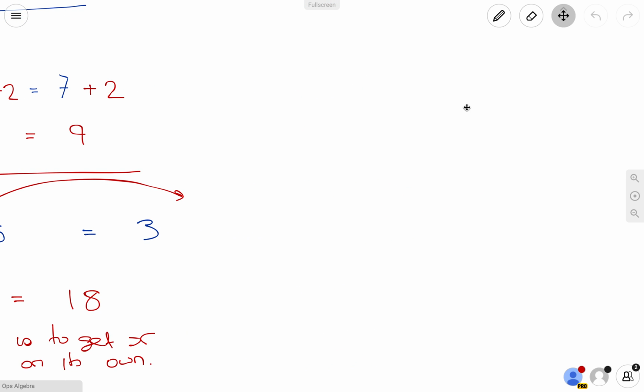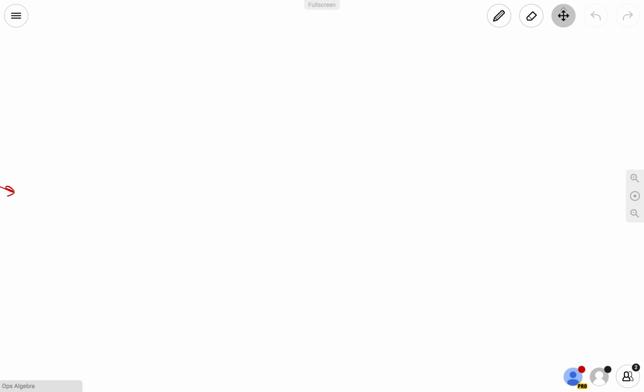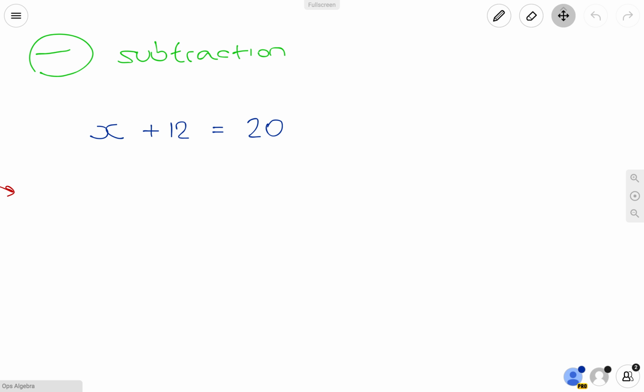Right, so we're walking down this road, and all of a sudden, you're enlightened, and you find another weapon. This one is called subtraction. Just like we added to both sides, we can take away. And let me show you how. So let's say you've got x plus 12 equals, let's go with 20. Now, you want to find x, and we want to get rid of this 12. This 12 is what's annoying us.